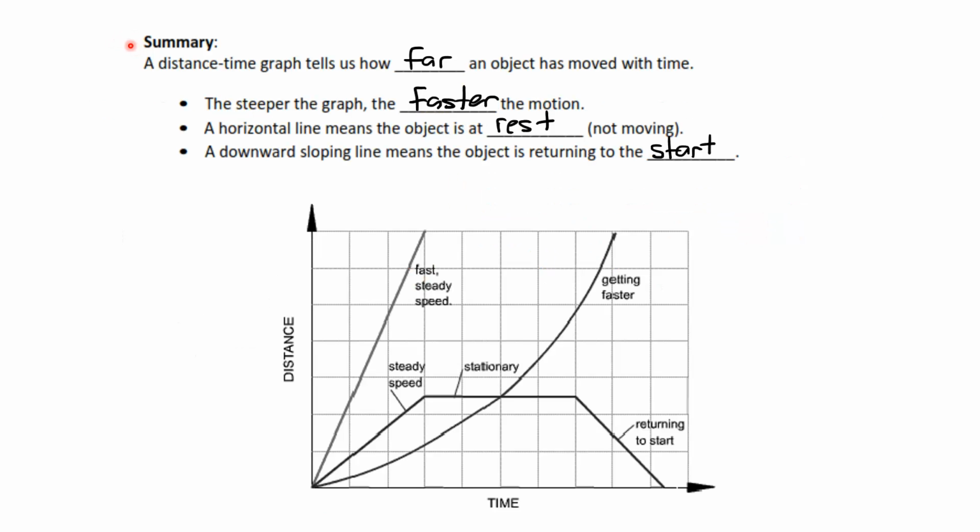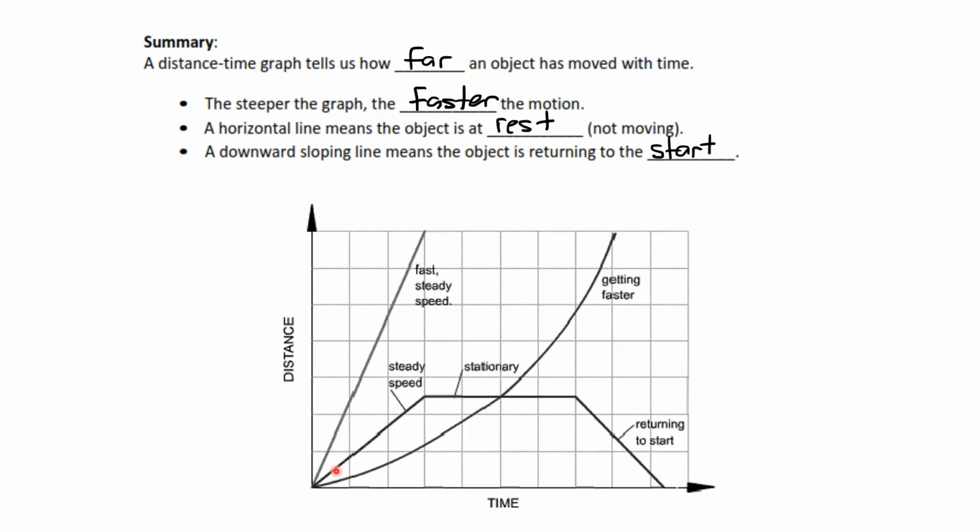So let's have a summary. A distance-time graph shows us how far an object has moved with time. The steeper the graph, the faster the motion, or the faster the speed. A horizontal line means that the object is at rest, that's not moving. And a downward sloping line means the object is returning to the start.